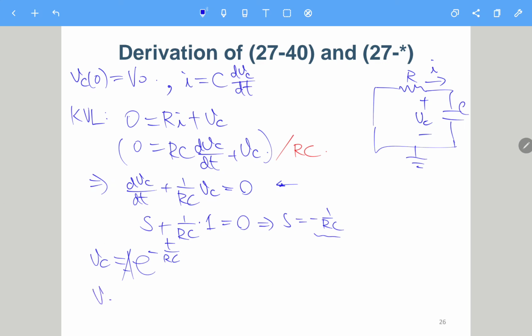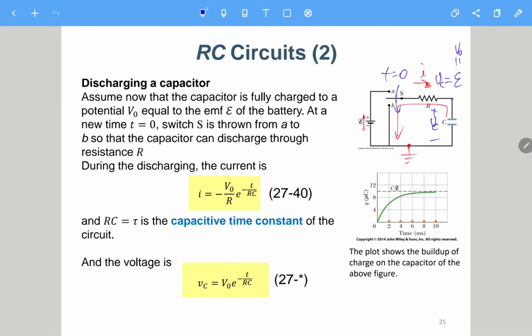And then we can just plug in the initial value. VC of 0 is V0, which is A times exponential to negative 0. So this one is 1, which is A. So we know A equals V0. And in this case, we will get VC is V0 exponential to negative t over RC. So this is this equation.